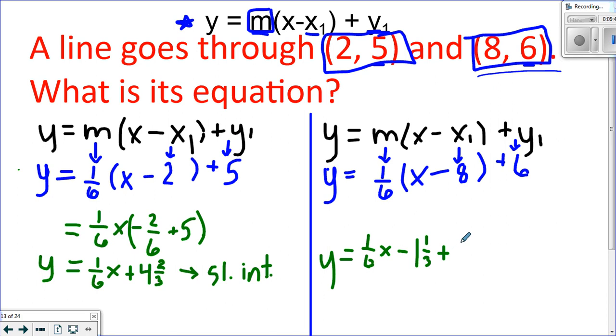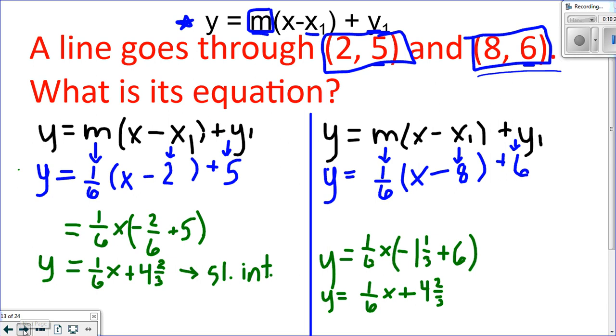So I have to do a little bit more simplifying, right? I have some like terms right here. So I have 6 minus 1 1/3. Well, 6 minus 1 is 5. Minus another third is 4 2/3. So just like in my last equation, I have 1/6 x and a positive 4 2/3. So we can see when we simplify into slope-intercept form, I end up with exactly the same equation. So those are indeed equations of the same line.